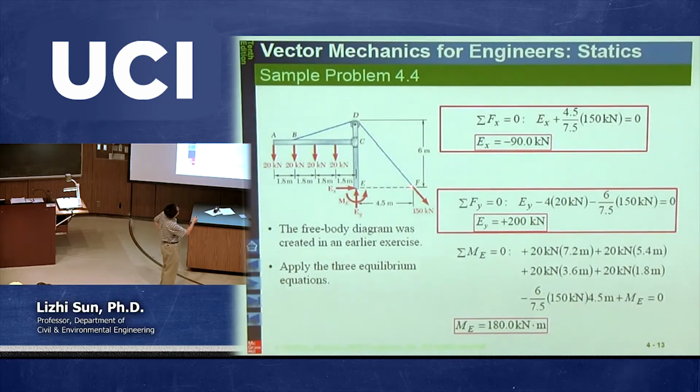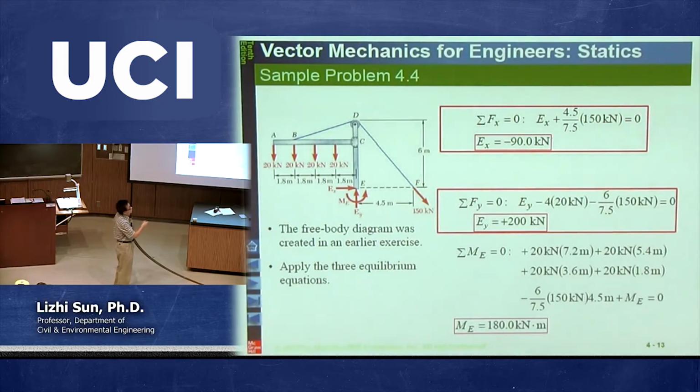4.5 divided by DE. But DE should be the square root of 6 squared plus 4.5 squared. So if you punch 6 squared plus 4.5 squared and square root into your calculator, it should give you 7.5. So 4.5 divided by 7.5 is equal to cosine of this angle. Cosine of this angle multiplied by 150, that's the x component of this cable force.